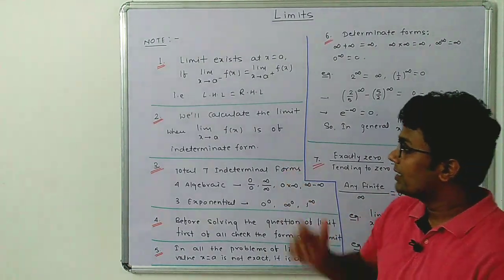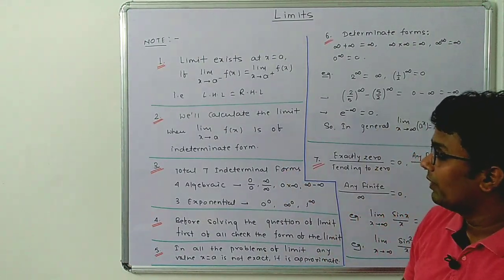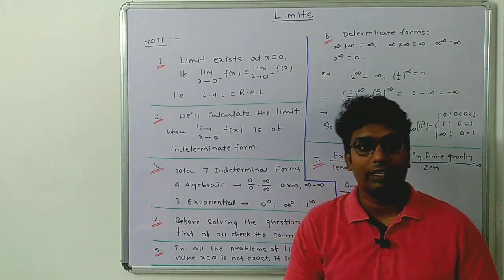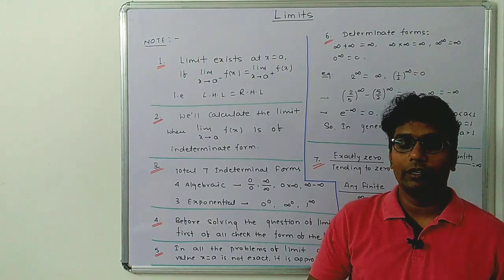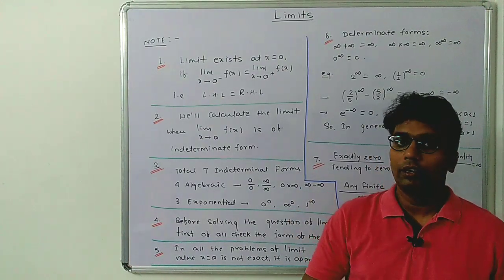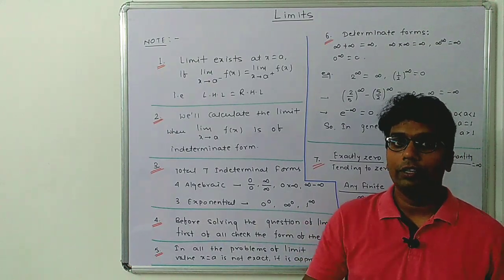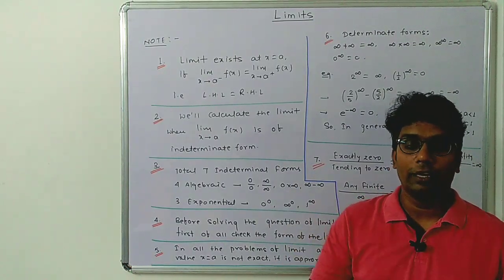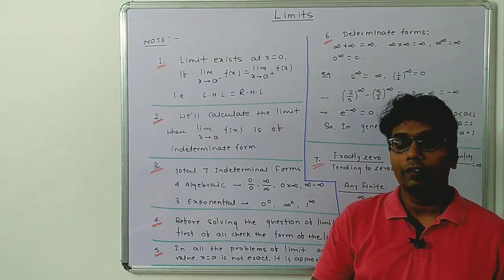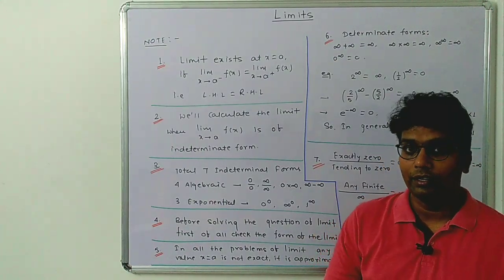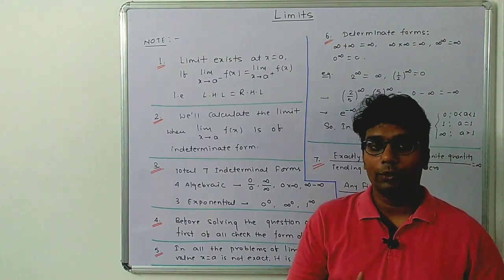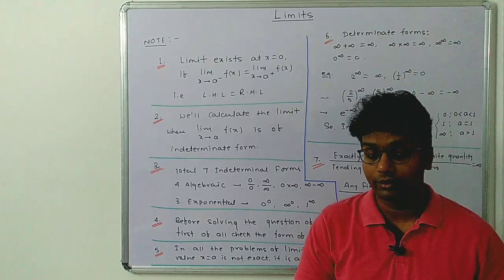The next point is how we calculate the limit when x tends to a and f(x) is of indeterminate form. If it is in determinate form, we directly substitute the value x equals a in the given function, and we check the left hand limit and the right hand limit. If they are equal, we say that the limit does exist, and if they are not equal, we say that the limit does not exist, correct?